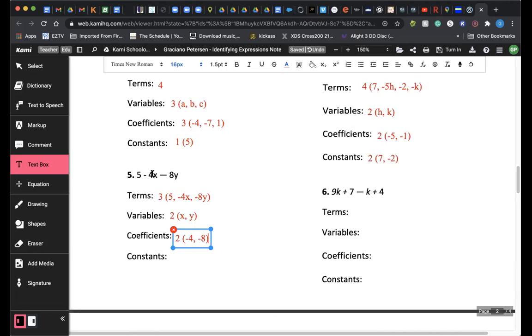-4, right, is in front of the x. -8 is in front of the y. Those are my two coefficients. All right, how many constants do I have?